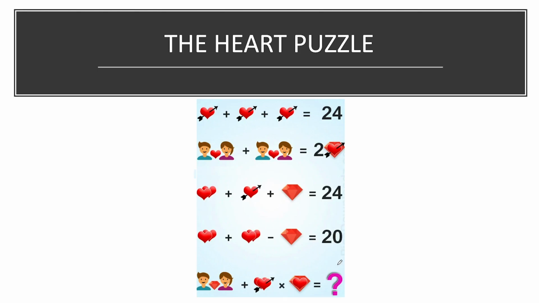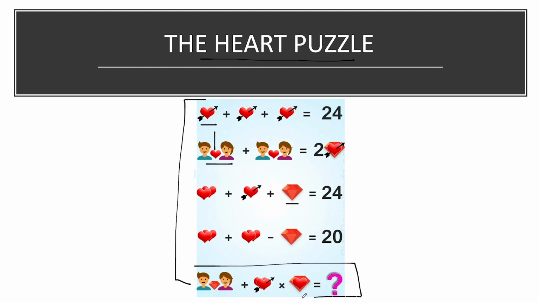Welcome back, friends. Today we bring you an interesting puzzle, and the name of the puzzle is the heart puzzle. As you can see in this puzzle, we have various elements present. For example, a heart with an arrow, two lovers with a heart in between, and a diamond. We have to find each item's value and keep each item's value in the final equation so that we can solve this puzzle. So guys, let's start.